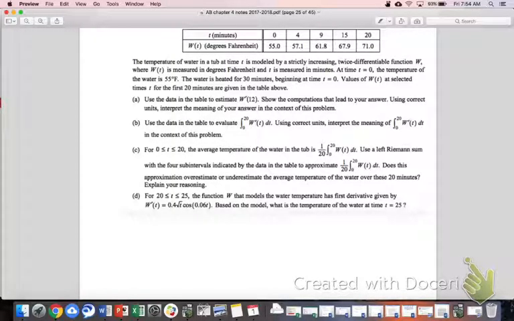The water is heated for 30 minutes. Kind of curious, because where does the table end? 20. So that means there's something else going on after the 20 minutes. The water is heated for 30 minutes, beginning at T equals 0. You got the values of W of T above. The first 20 minutes are given in the table above.